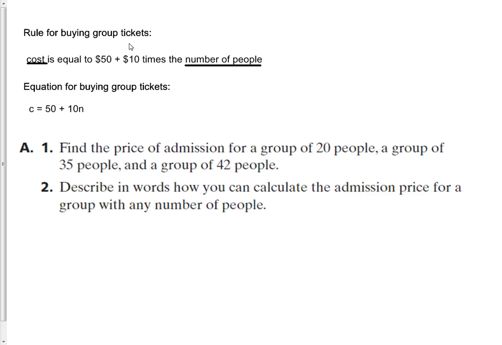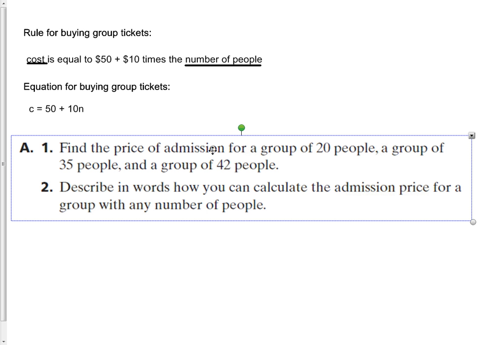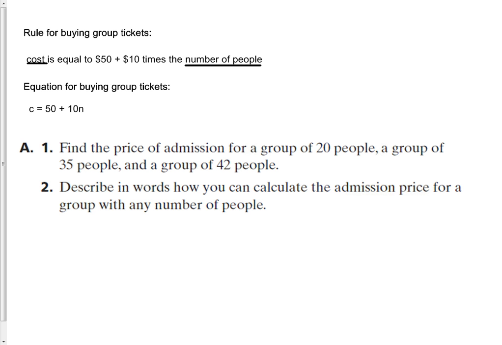Our rule for buying group tickets was cost is equal to $50 plus 10 times the number of people. So if I have 5 people coming, I'm going to multiply 5 times 10 and then add 50. If I have 50 people coming, 10 times 50 plus 50. So right here, they're asking us to find the price for admission for a group of 20 people. Okay, so I'm going to take 20 and put it right in here for N.